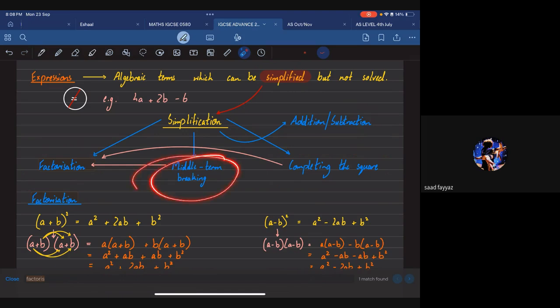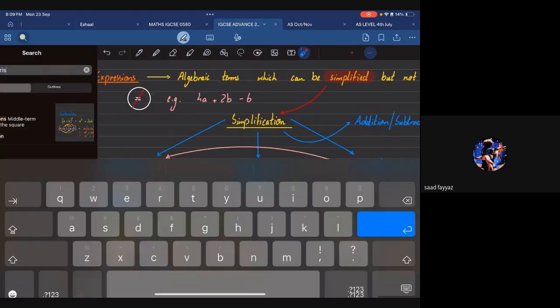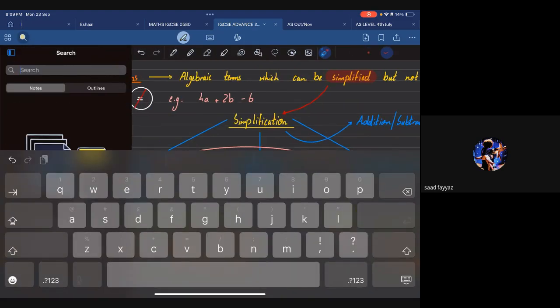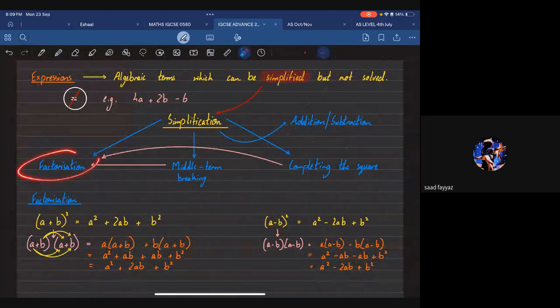Now, middle term breaking and completing the square, they're kind of linked with factorization because of the fact that they also involve factorization. Therefore, factorization is a very key concept when you're dealing with, wait, I was wondering why it was highlighted. Okay. Factorization is a very key concept when you're dealing with simplifying algebraic expressions.